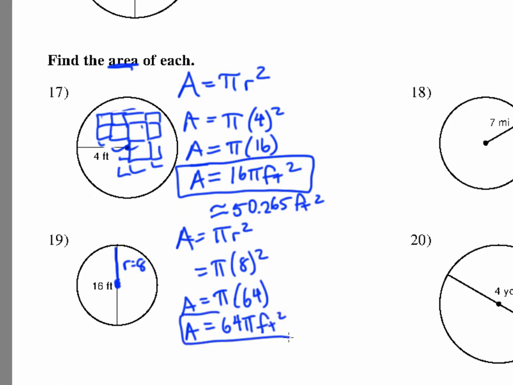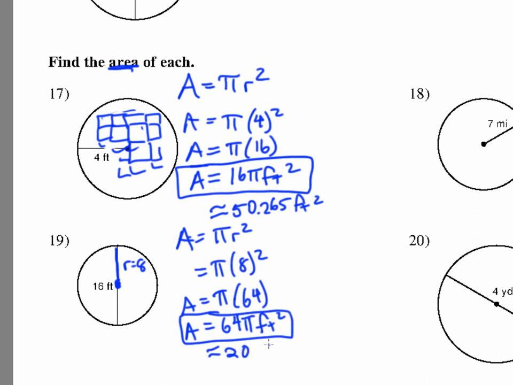And you can leave your answer like this. If you have a calculator, you can punch in 64 times pi to get an approximation. I'll do that, and we get area equals approximately 201.062 feet squared. So in other words, you could fit about 201 of these square feet inside this circle. It's all the inside area.